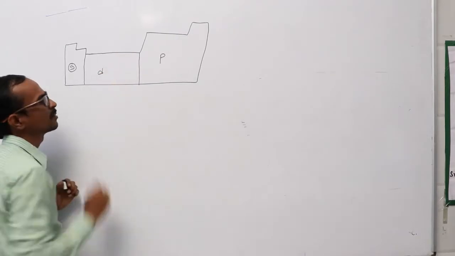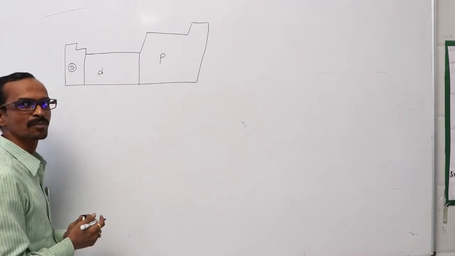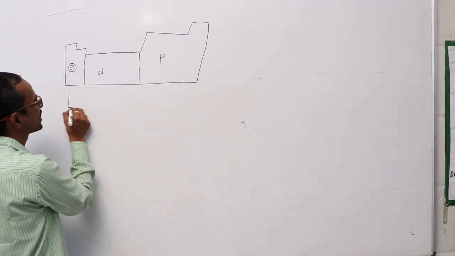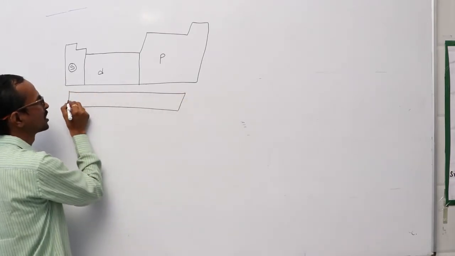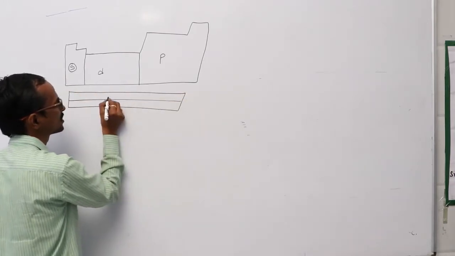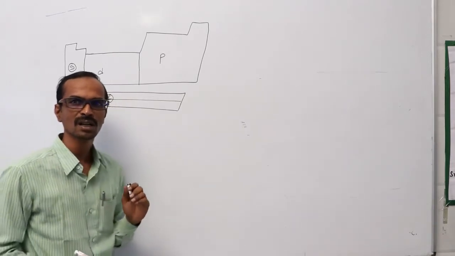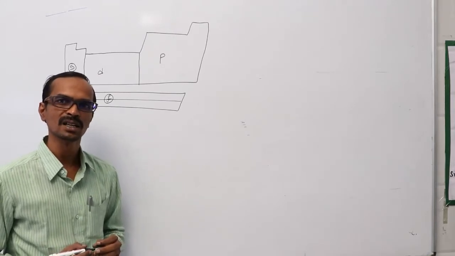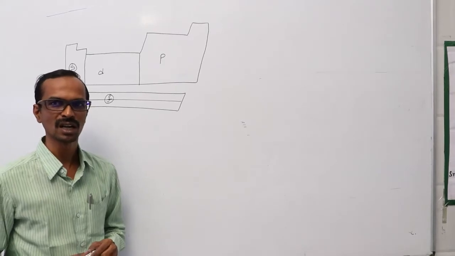And D block elements, these are present in between the S block elements and P block elements. And for our convenience, we have placed F block elements at the bottom of the periodic table separately. These are the F block elements. This is the classification of the long form of the periodic table based on the differentiating electron, right?